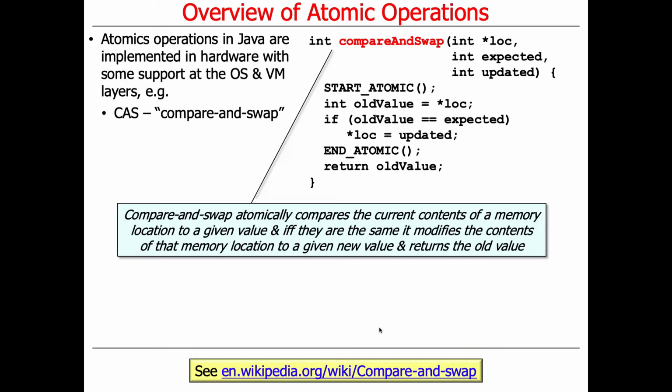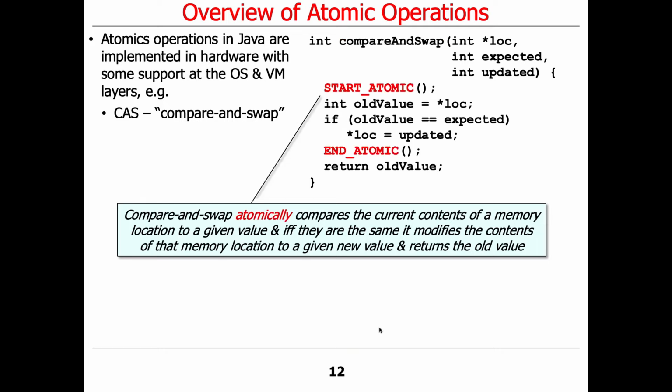The purpose of compare and swap is to atomically compare the current contents of a memory location to a given value. And if and only if they're the same, it'll modify the contents of that memory location to a given new value and return the old value. That seems like an awfully long-winded way of explaining things, but it's actually very concise. So let's take a look. The first thing that this means is that compare and swap is going to run atomically.